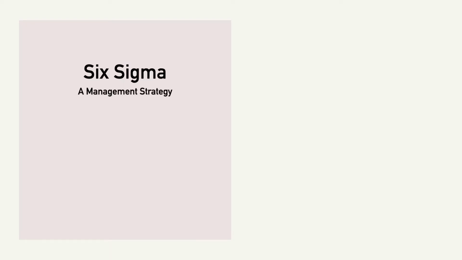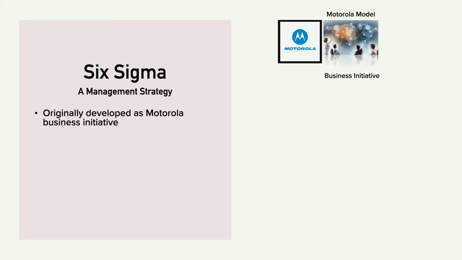Six Sigma is a management strategy to achieve a business goal. It was originally developed as Motorola Company's business initiative. So back in 1984, these guys from Motorola Group, Galvin, Smith, and Dr. Harry, they were on a process data over time for an improvement project.